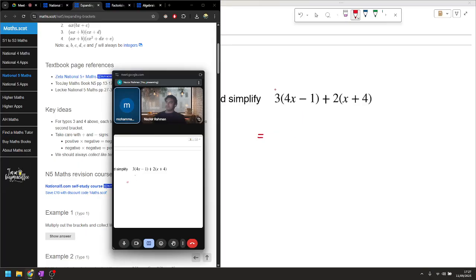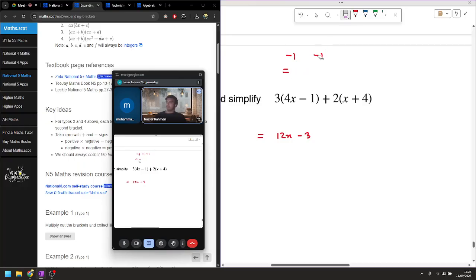3 times 4x. 12x. Good. This means you have 4x 3 times, right? It will be 4x plus 4x plus 4x. That's another way of looking at it. But just think of multiplying. So you're going to have 12x. And then I have 3 times minus 1. I've got minus 1, 3 times: minus 1, minus 1, minus 1. So that's minus 3.